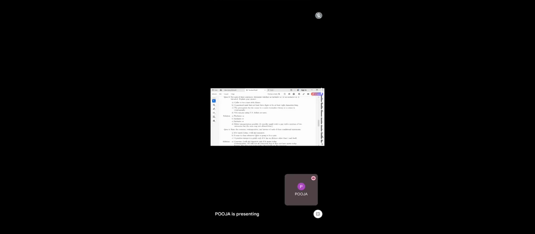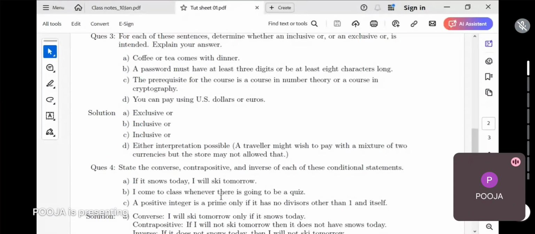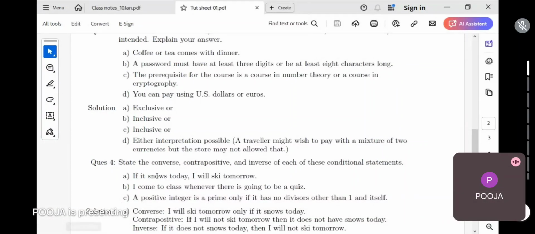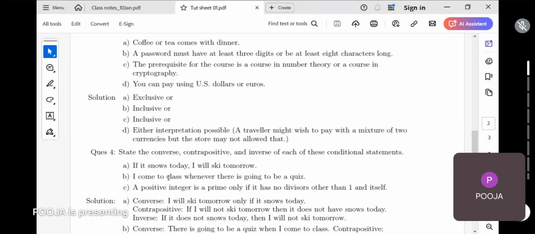Contrapositive will be negation Q implies negation P: if I will not ski tomorrow, then it doesn't snow today. So this is the contrapositive. Inverse क्या होता है? Negation of it snows today: if it does not snow today, then negation Q, I will not ski tomorrow. So this is the inverse.